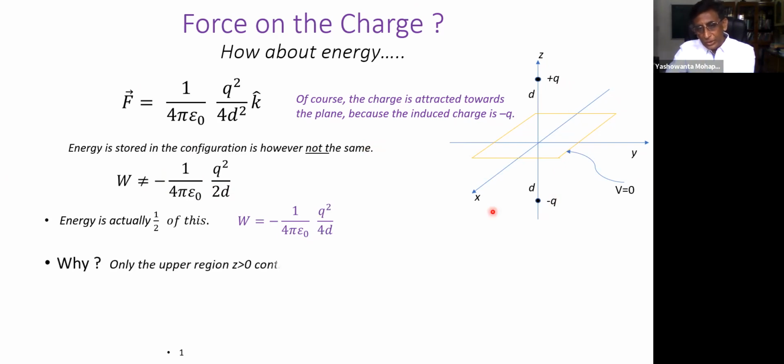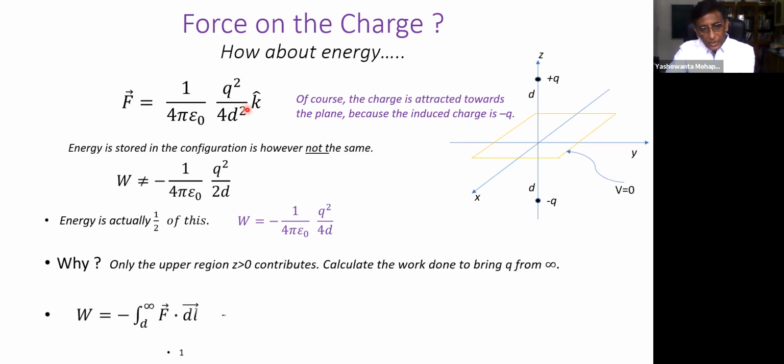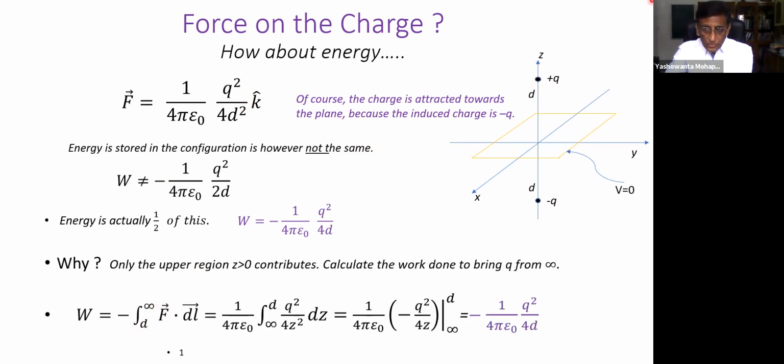We can also calculate it, since we know F already. We can calculate the work done in bringing the charge q from infinity and placing it at d. It's a conservative force, so I can do F dot dl, plugging in this F, and dl here is dz. I can bring it straight down, because any path is possible, and this is a straightforward integration. That indeed gives me 1 by 4 pi epsilon naught q squared by 4d, which is half of this, which is the claim.